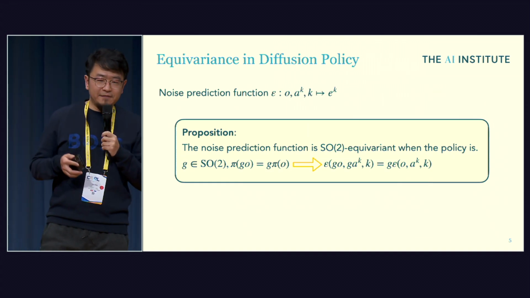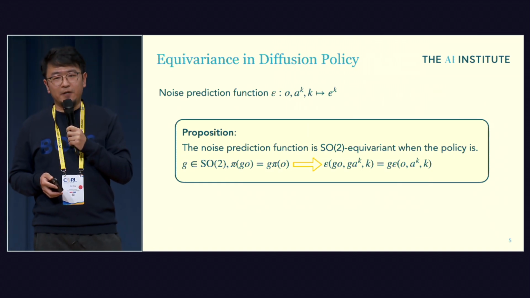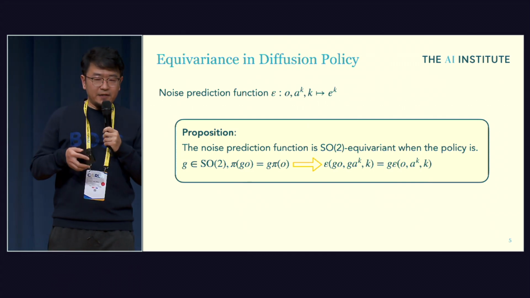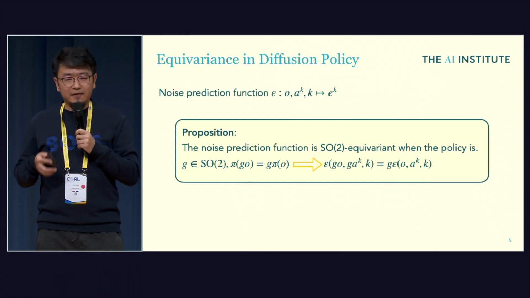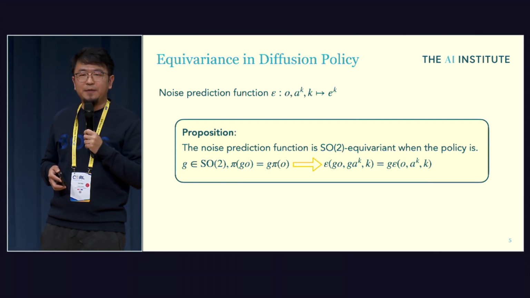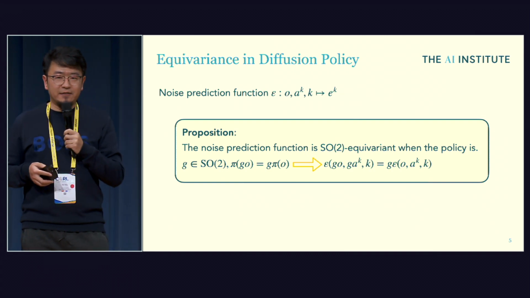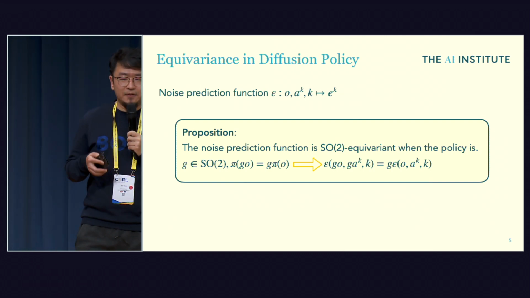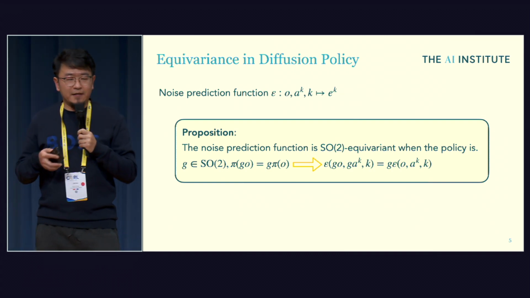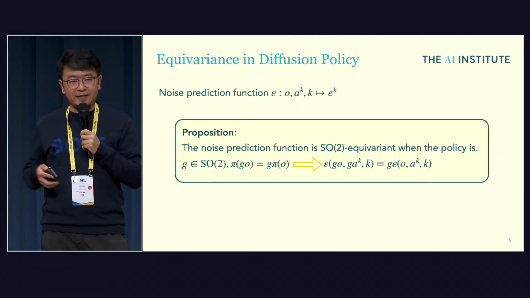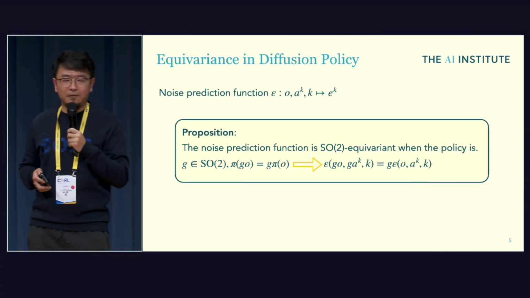Formally, given this noise prediction function epsilon, we can prove that whenever we are learning a policy that is equivariant, this noise prediction function should be equivariant as well. That means if we apply the same rotation to the input observation and noisy action, we want the output noise to rotate accordingly so that the entire denoising process is equivariant.